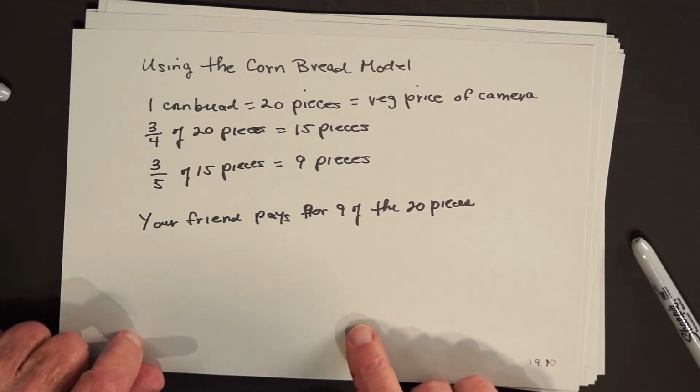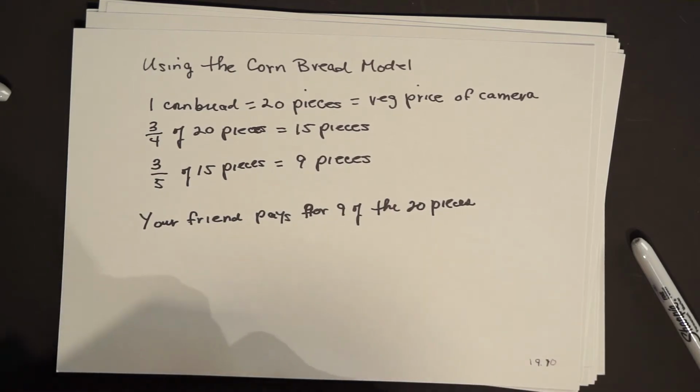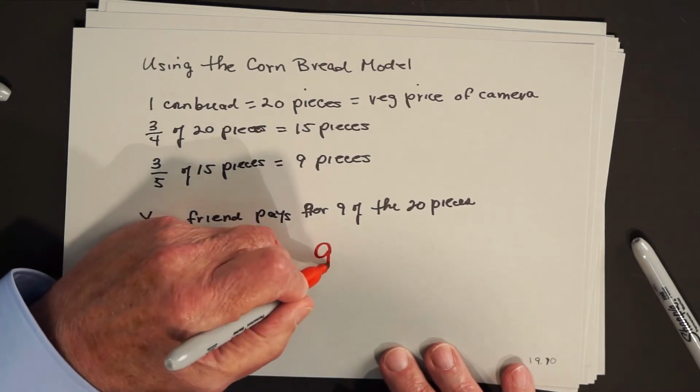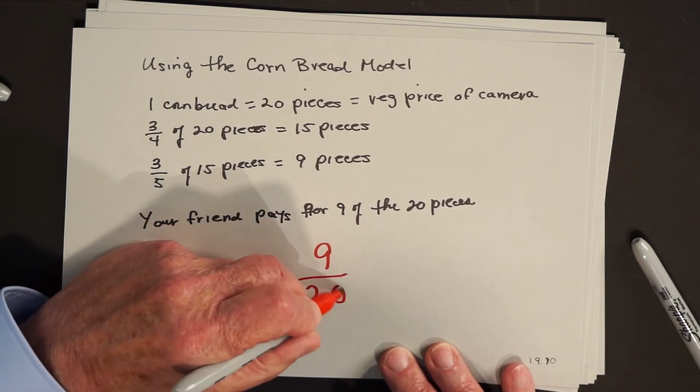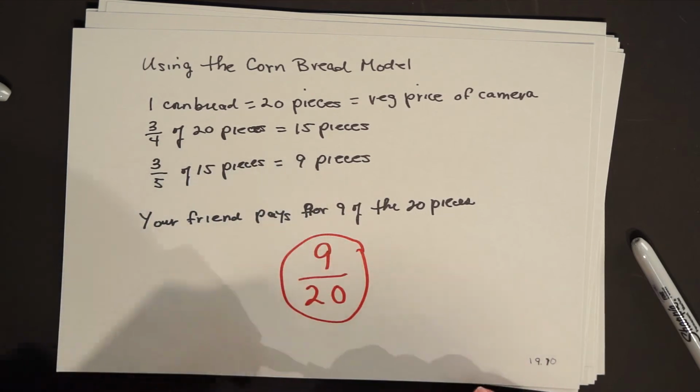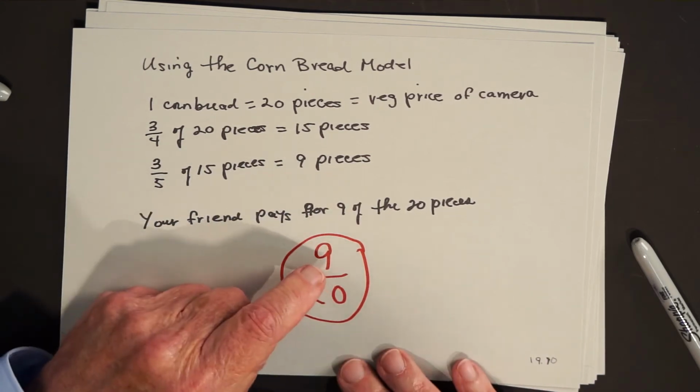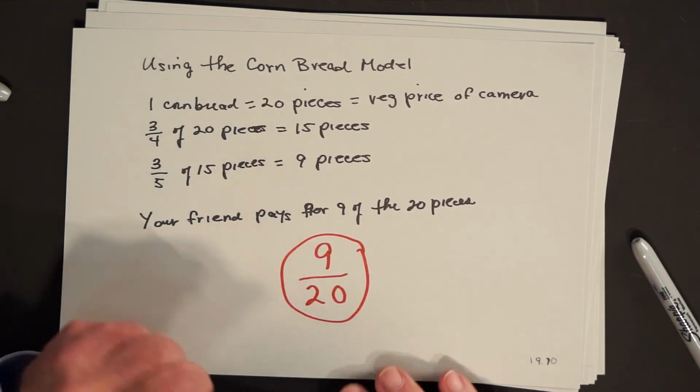How many pieces were there altogether? 20. So no matter what the original price was, this is kind of neat. No matter what the original price was, your friend is paying what? $9 for every 20 of what the original price was. That's the beauty of the Cornbread model. You don't have to know what the regular price was to do problems of this particular type.